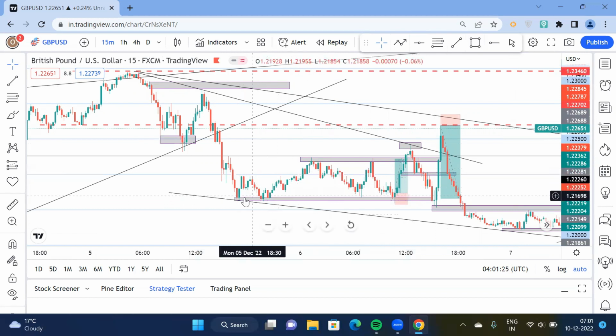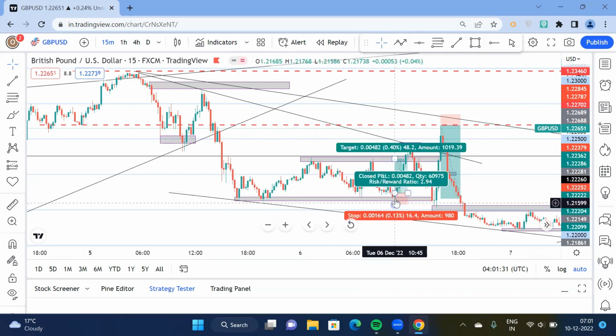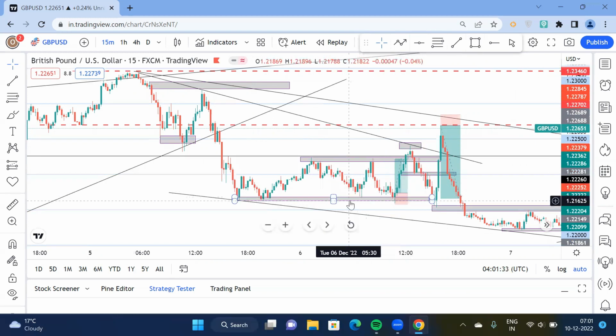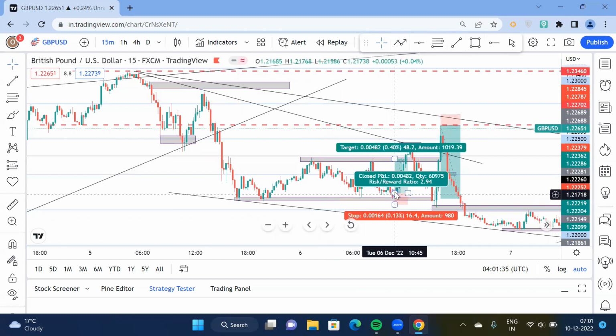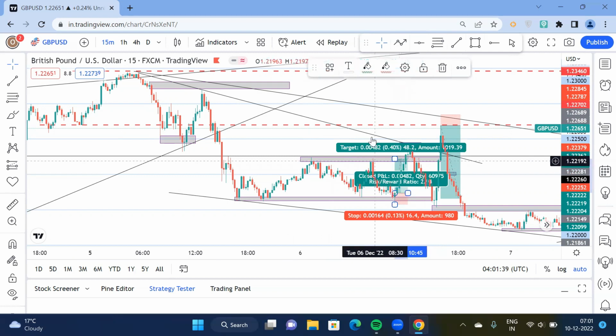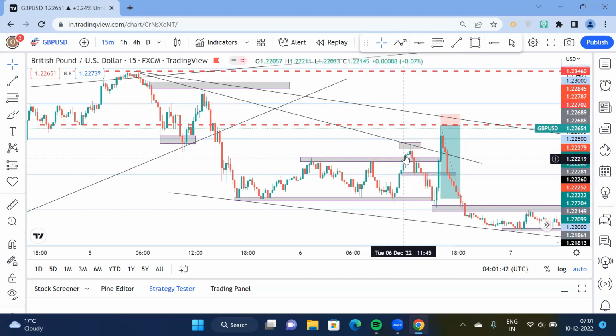Now the reason why we took this buy was, you see this range. I like to trade ranges. I saw this rejection on this support, and that kind of hook, and I took this buy. It gave us around 50 pips to this area.